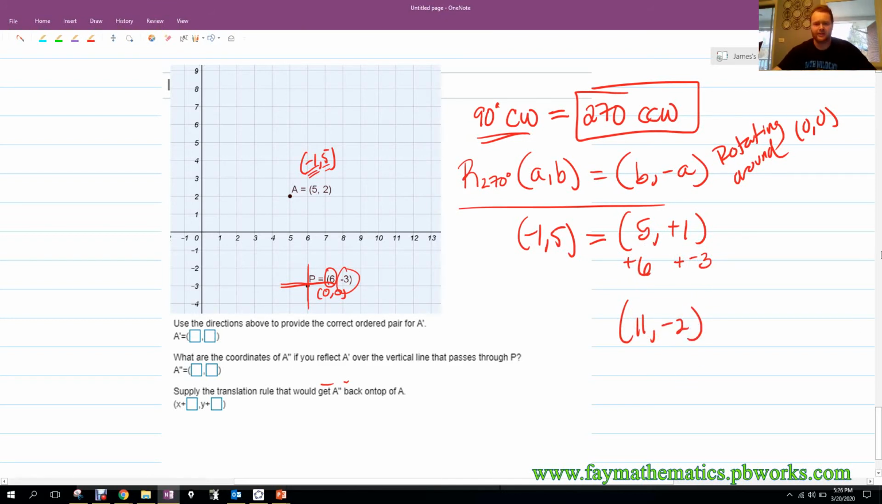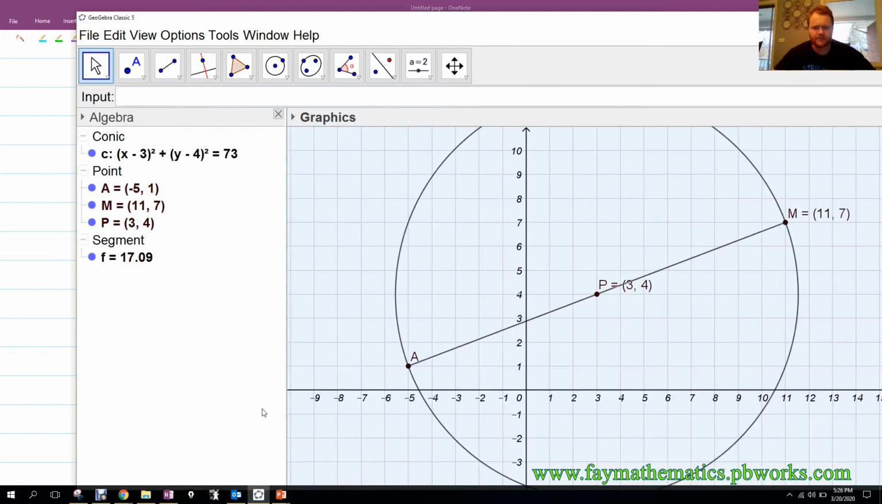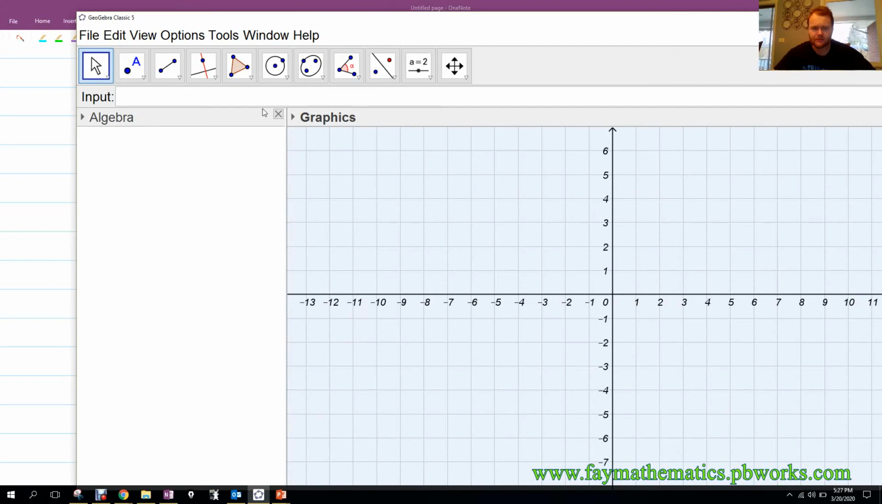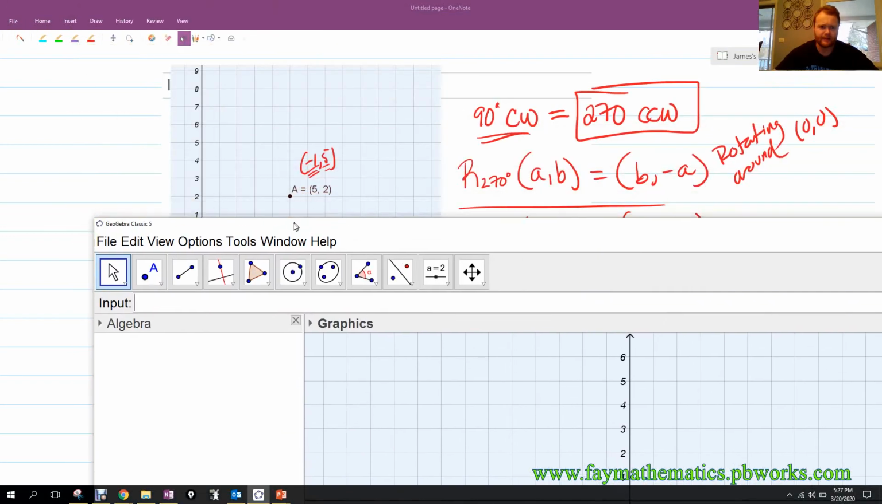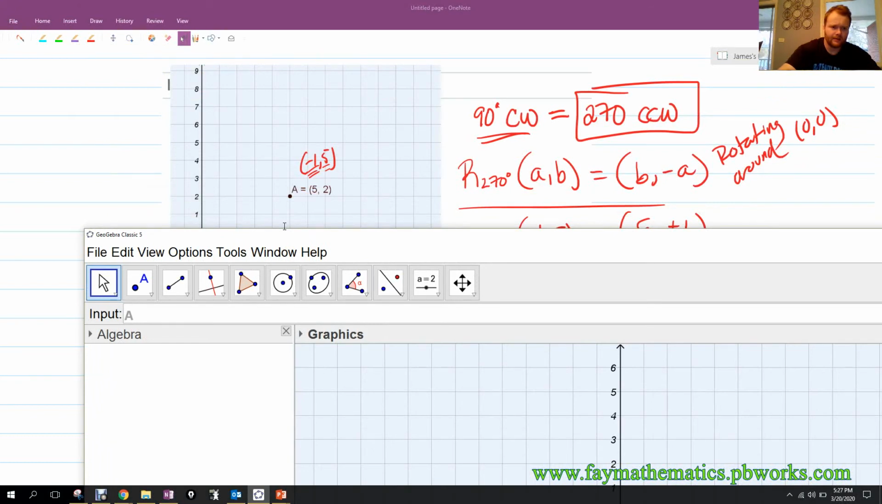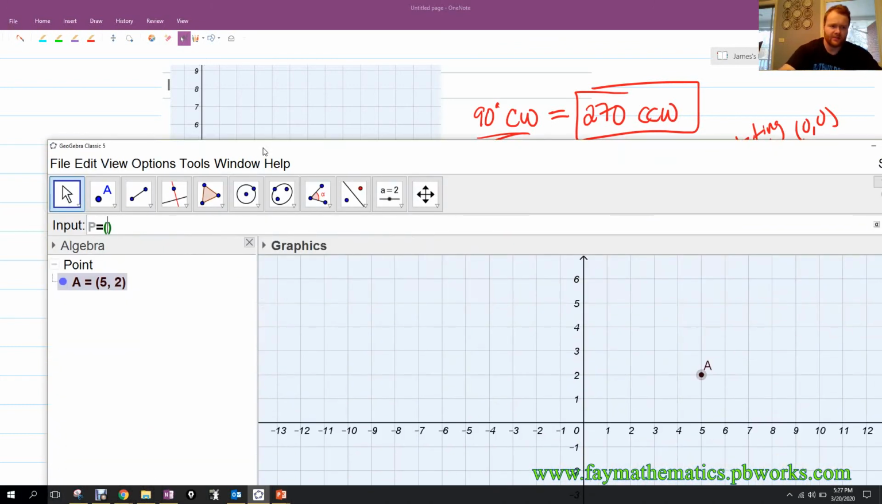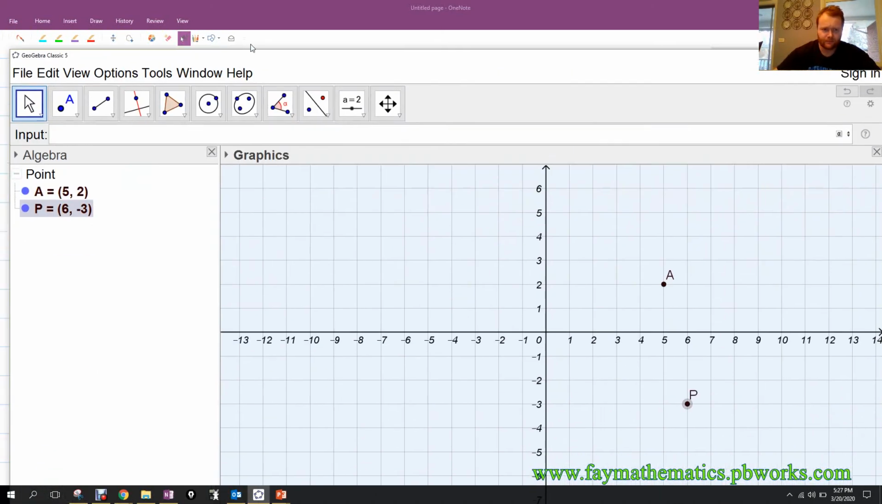Okay, and if we look at that, I'm just going to plot those points real quick. Alright, so we had A at 5, 2, and P was at 6, -3.